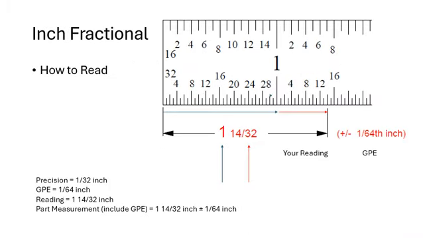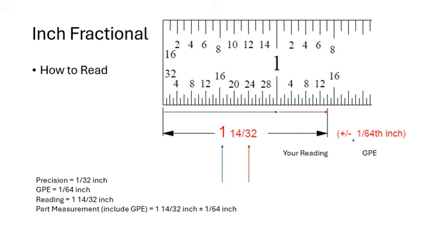Okay, let's see how to read it. So here is your inch fractional. From here to here, we can look at the scale. This is 1/32nd, and this one is 1/16. So here is 1. From 1 all the way to here, you have altogether 14 units, because from here to here is 16 units. That's 4, 8, 12, so 13 and then 14. So that's 1 and 14/32nd inch, and that would be your measurement.